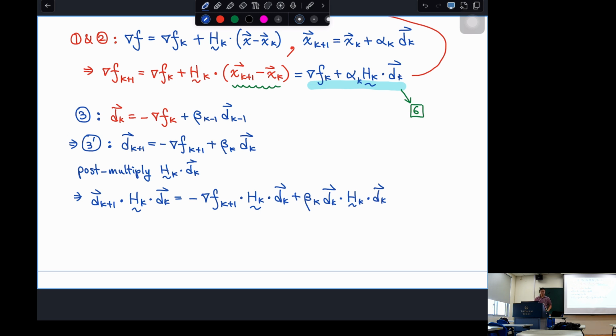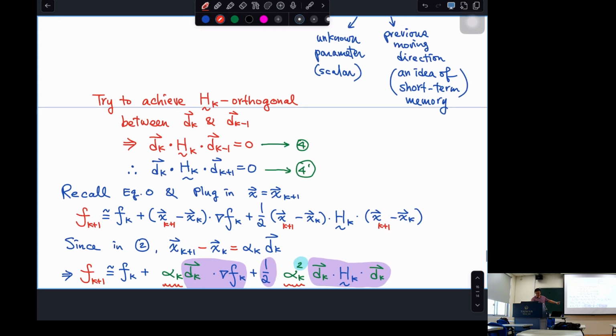And from the definition of H orthogonal, this is 0 because H orthogonal. This is what we want at the beginning. We want dk and dk plus 1 to be H orthogonal, and by definition, dk dot Hk dot dk plus 1 should be 0. Okay? And we had that earlier. We had this 4 prime there.